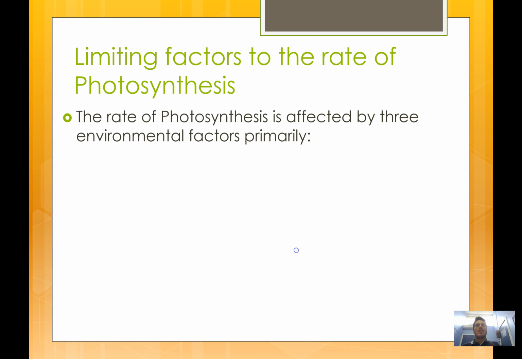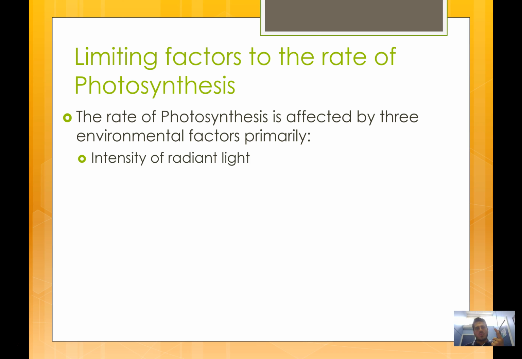Cool? Alright, now that we've talked about photosynthesis and the inputs and outputs, we have to talk about the experimental value in photosynthesis, which we can see in terms of what we call the limiting factors to the rate of photosynthesis. Photosynthesis is really affected by 3 environmental factors.